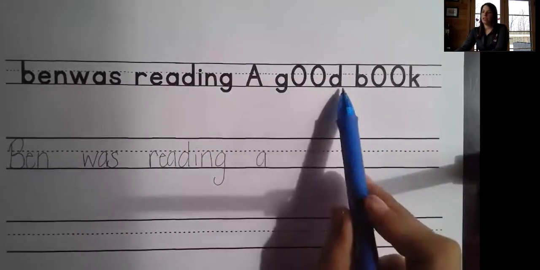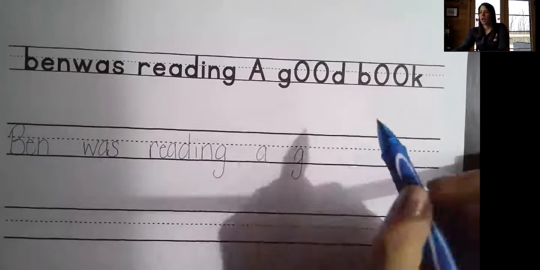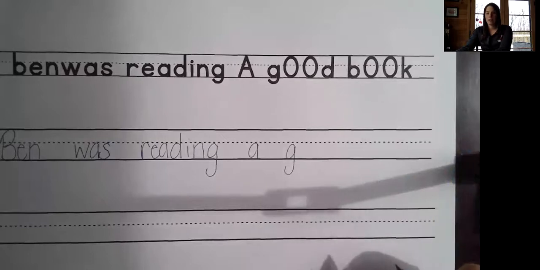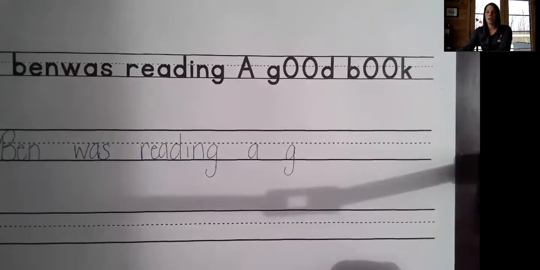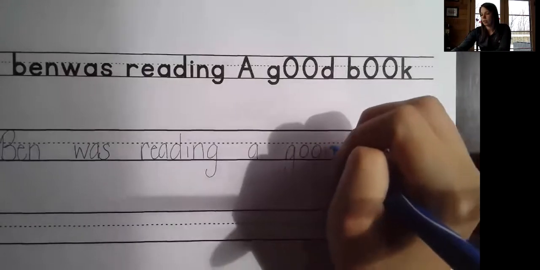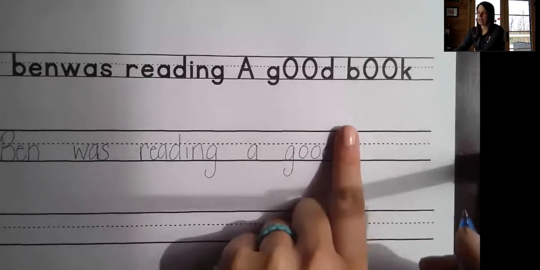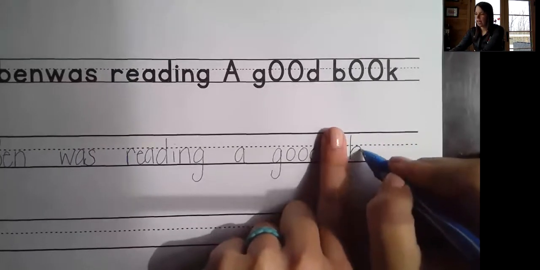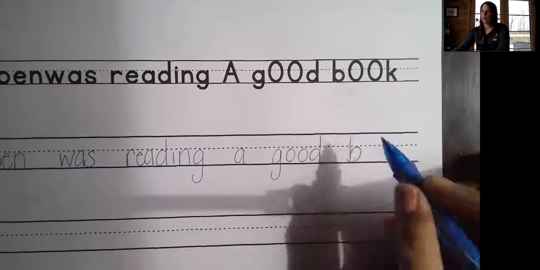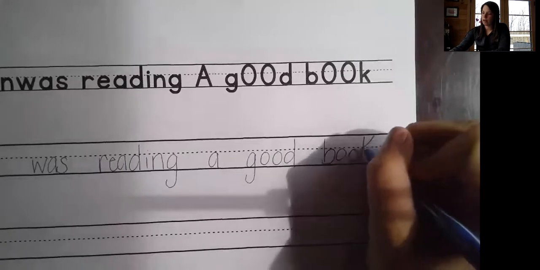The next one is good. It starts with a lowercase letter, but now I have two uppercase letters. I should not have uppercase letters in the middle of my sentence or in the middle of my word. So I need two lowercase O's. And then I need a space. And again, I have two uppercase O's in book, but should those be uppercase? Nope, they should both be lowercase because they're in the middle of my word.